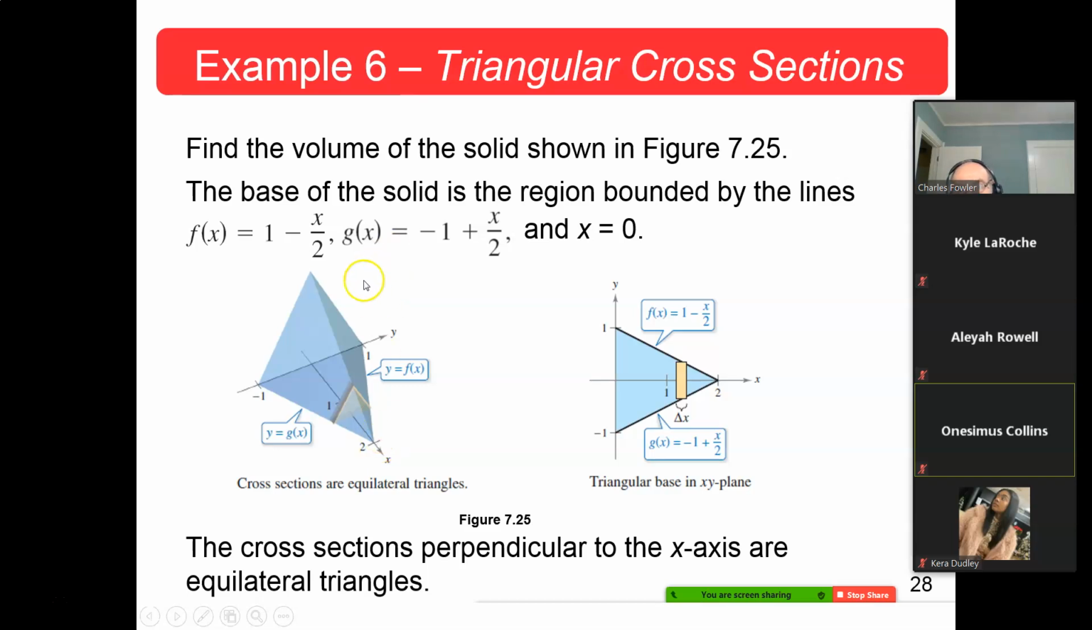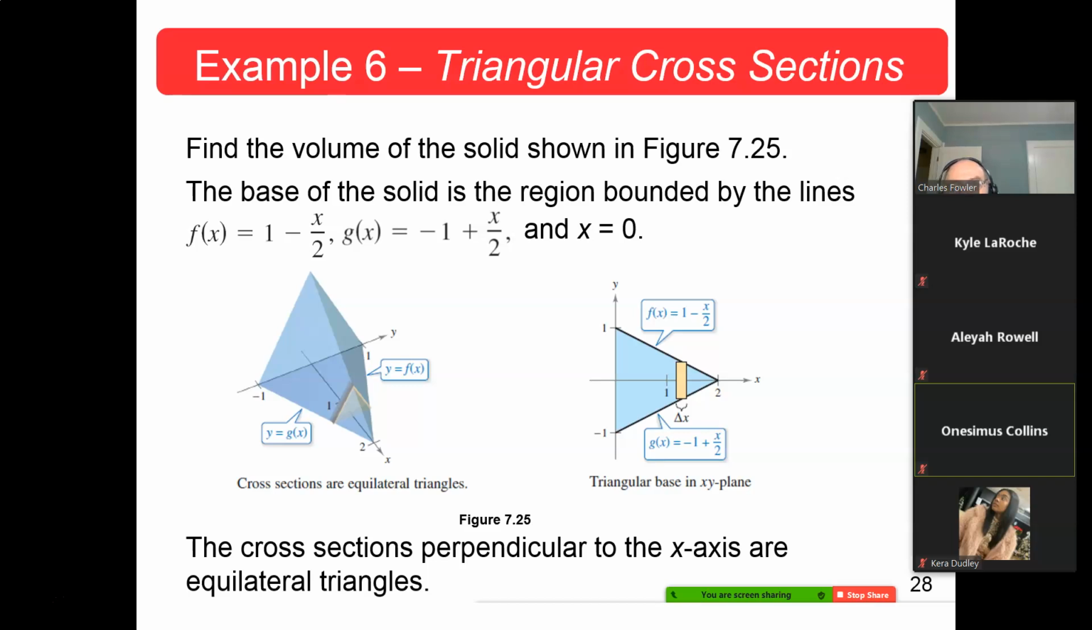Your g of x over here is minus 1 plus x over 2. And again, look and see if these points fit. When x equals 0, that's on the y-axis here, g is minus 1. Sure enough it is. That's the y-intercept. And when x is equal to 2, this gives you a 0, because you got minus 1 plus 1 is 0. So that sure enough gives you that shape. And x equals 0 is the y-axis back here, so you're not going anything beyond that backwards.